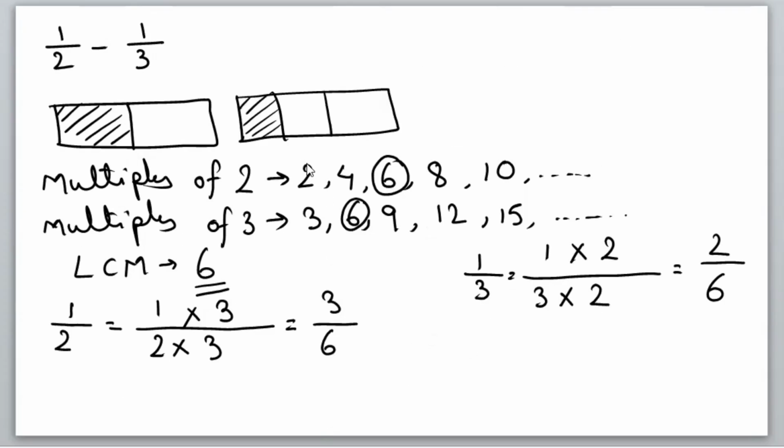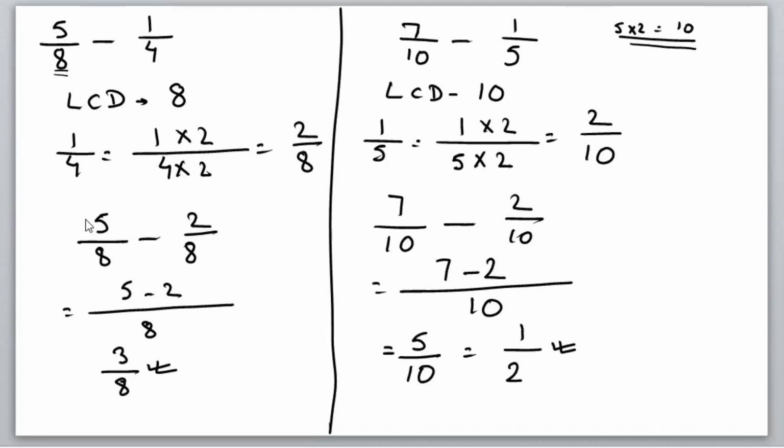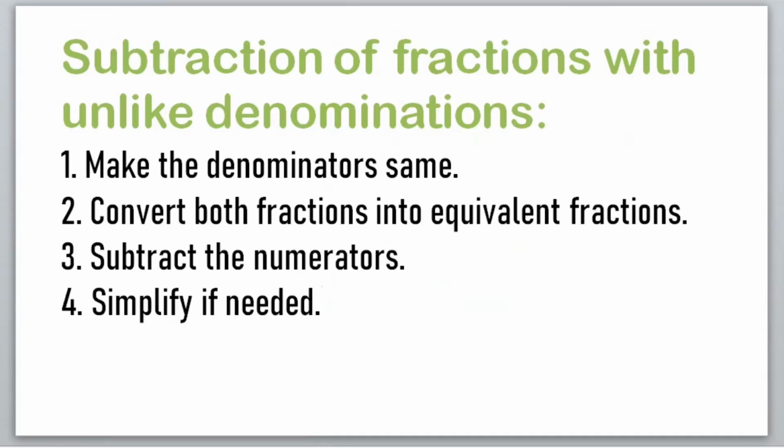We have to find the multiples of the numbers. Then from that we have to find the least common multiple. That will be our least common denominator. Then we have to change the fraction into an equivalent fraction, and keep in mind that when we are changing into an equivalent fraction, our denominator must be the least common denominator. Then we simply subtract it as we do the subtraction with like denominators.